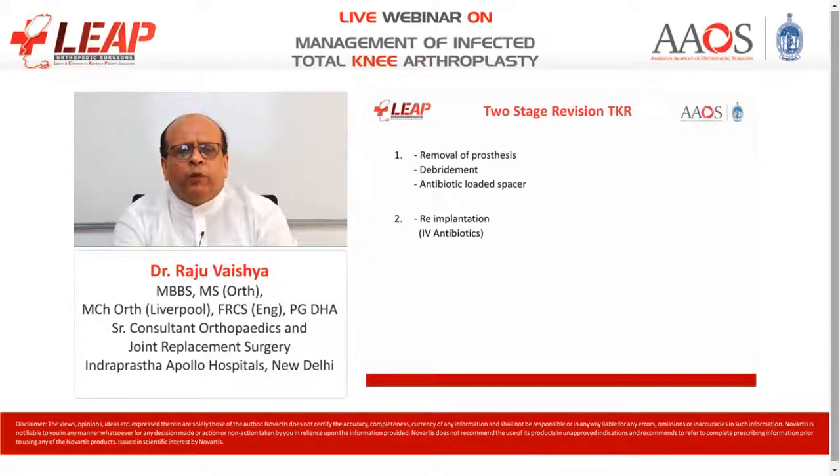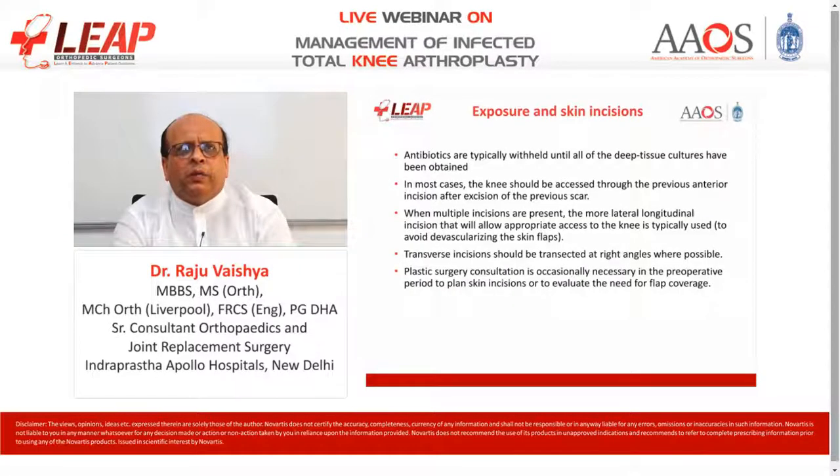When we plan for revision total knee arthroplasty after infection, there are certain tips and tricks that go with this procedure. Antibiotics are typically withheld until all the deep tissue cultures have been obtained. In most cases, the knee should be accessed through the previous anterior incision after excising the previous scar. When multiple incisions are present, the more lateral longitudinal incision that allows appropriate access to the knee is typically used to avoid devascularizing the skin flaps.